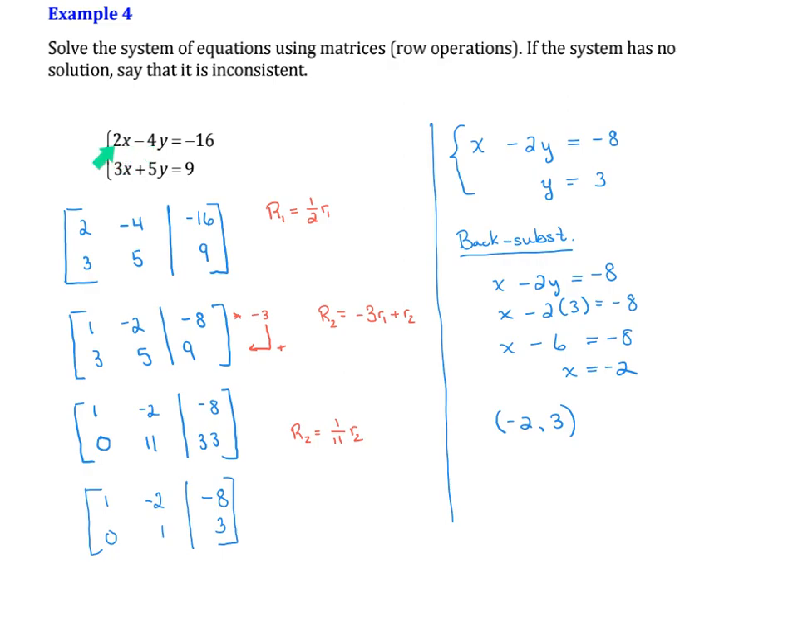Negative 4 minus 12 is negative 16. 3 times negative 2 plus 5 times y would be 3 times negative 2 plus 5 times 3, that's negative 6 plus 15, that's equal to 9. So negative 2, comma 3 is our answer.